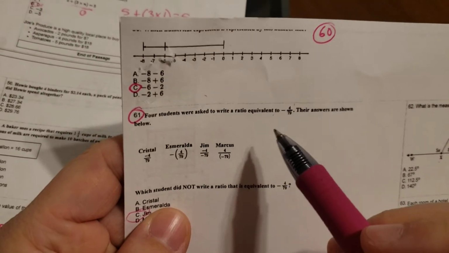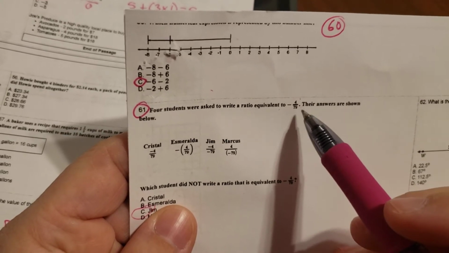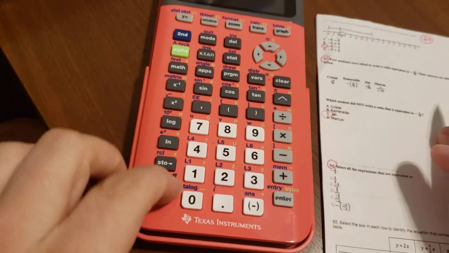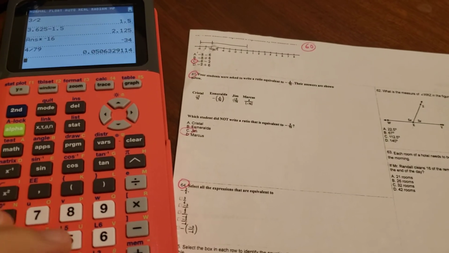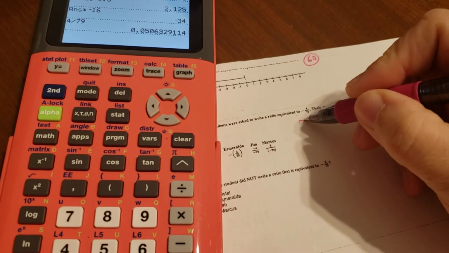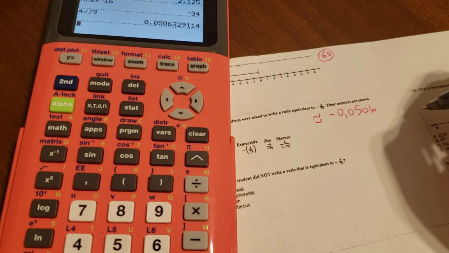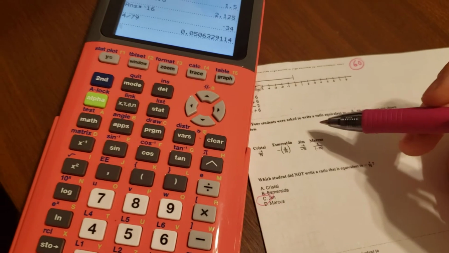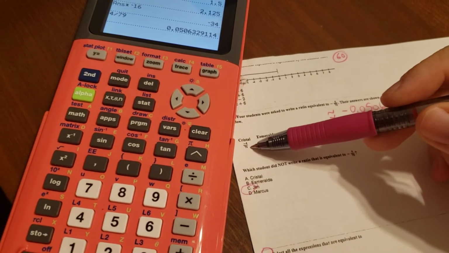You could also test it in your calculator. If the negative sign's out in front, divide 4 divided by 79 and make it negative. So 4 divided by 79, and they should all work out. If I were to do the ratio and turn it into a decimal, it's approximately -0.0506, and it keeps going, but I've rounded it, so it's approximate. Crystal says that a negative 0.05 whatever, that she can get the same thing by doing -4 divided by 79.